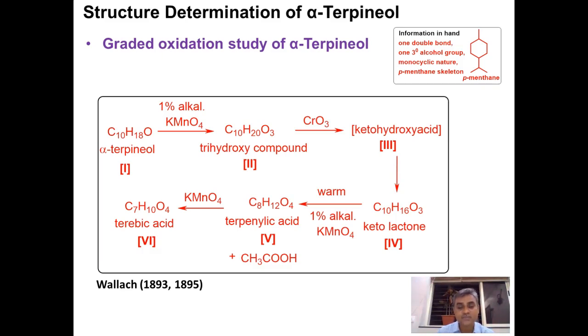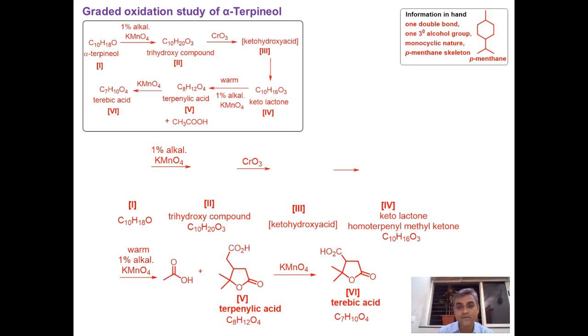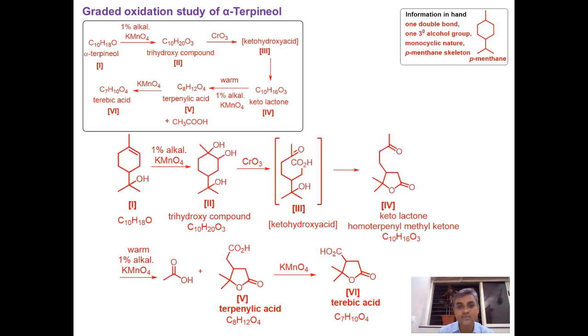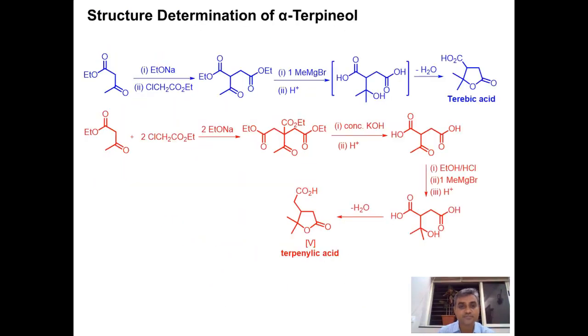So almost a very old investigation was carried out on the basis of very simple chemical reactions. They reached the structure of alpha terpineol. Now the structure of alpha terpineol has got support from the synthesis of these two intermediates, terpic acid and terpineolic acid. They were independently prepared in the lab and their properties were compared with those from the graded oxidation experiment.